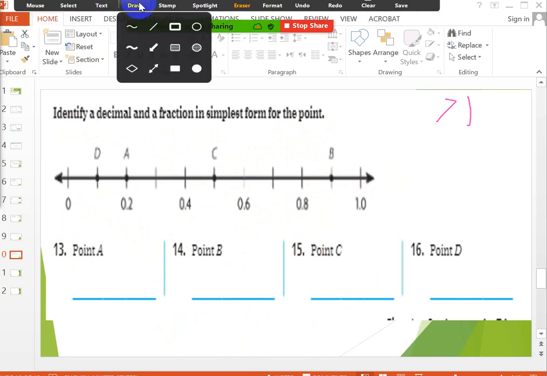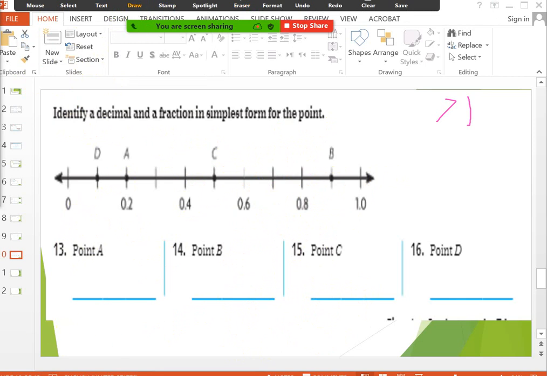Yes, easy, very easy. But I think you have the same exercise in the homework, so I want you to do it. So let's do this one. I want to identify a decimal and a fraction in the simplest form for each point. So let's start with point A. Point A, the decimal number is 0.2. If I want to write it as a fraction, okay.